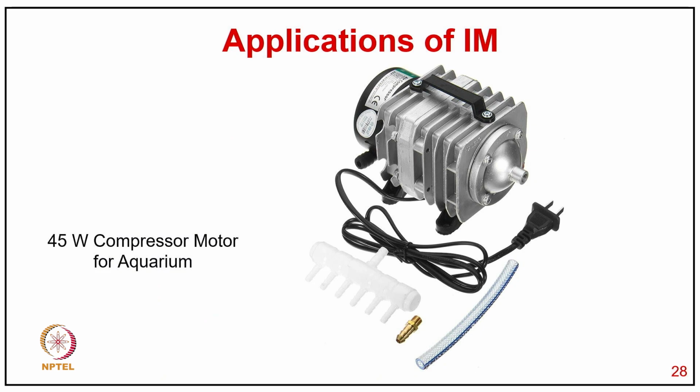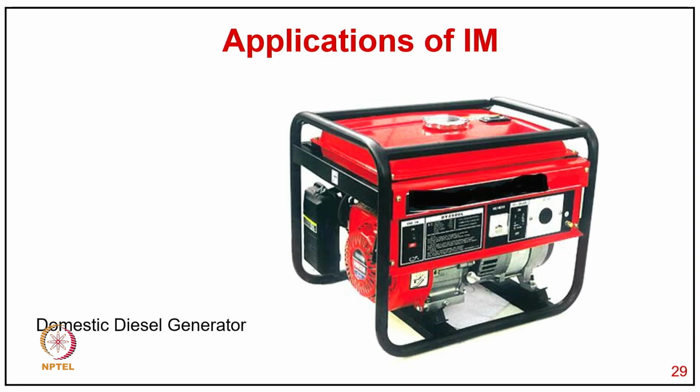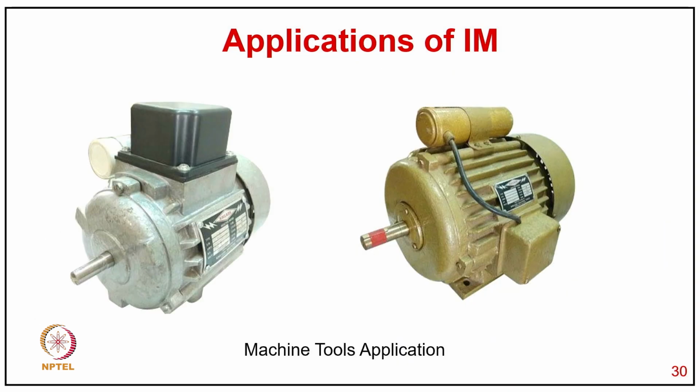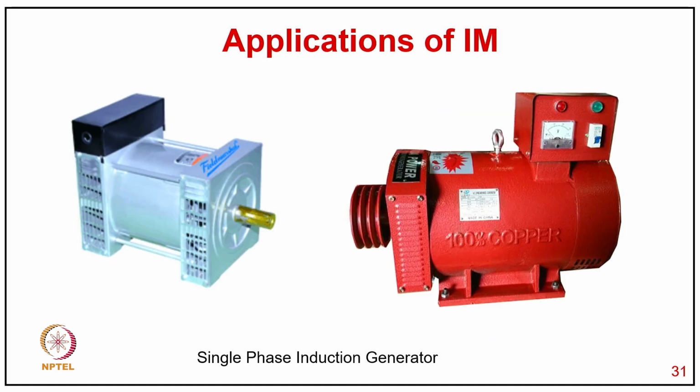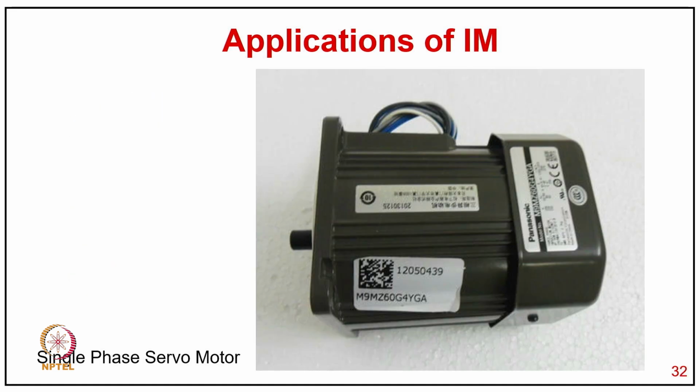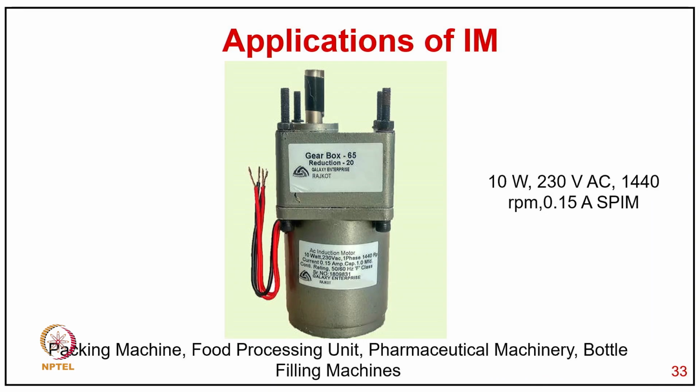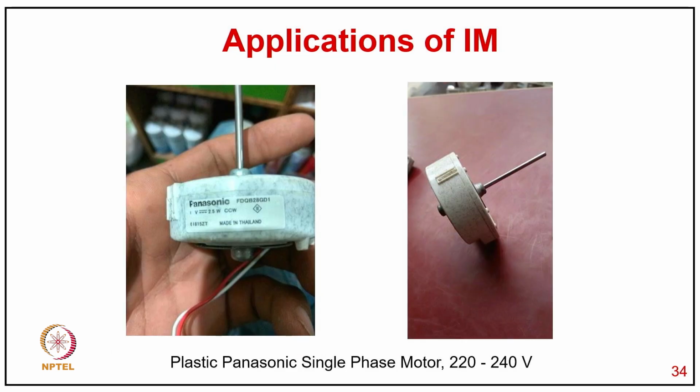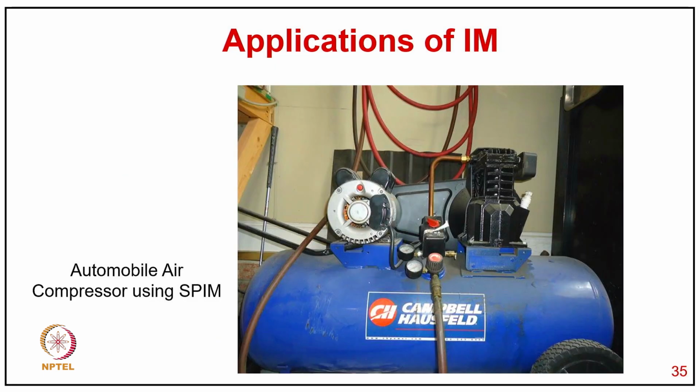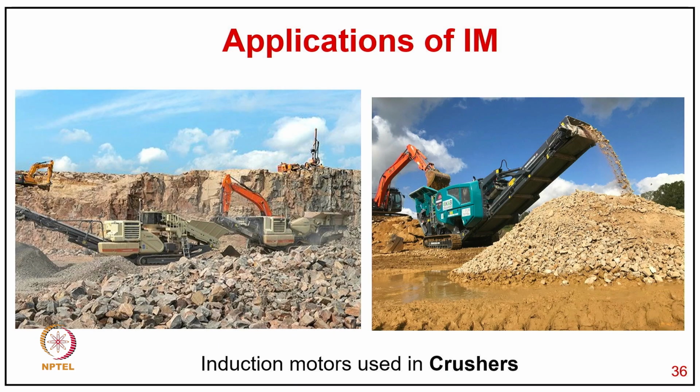Then typically a 45 watt compressor for an aquarium, for running the water supply or circulation of water. Then, of course, a small diesel generator, and machine tool, typically a single phase induction generator, and then a single phase servo motor, which is quite popular for many applications because it is a brushless servo motor. Then packing machine, food processing unit, pharmaceutical machinery, and bottle machinery of lower rating, like 10 watt. Then you have a plastic single phase motor. Then an automobile air compressor using a single phase induction motor.